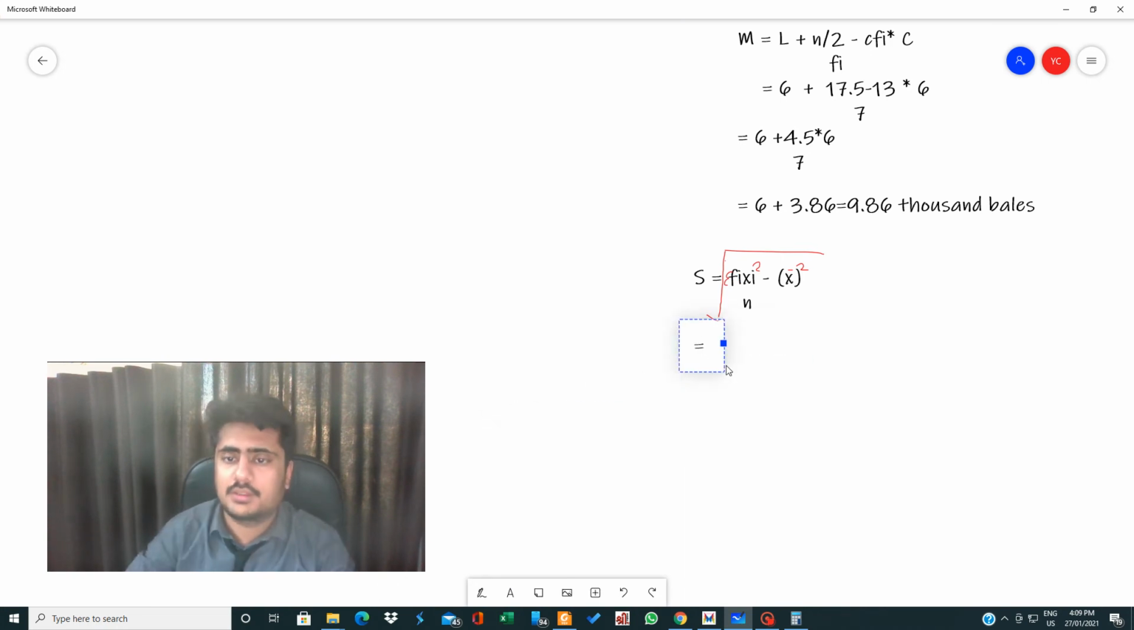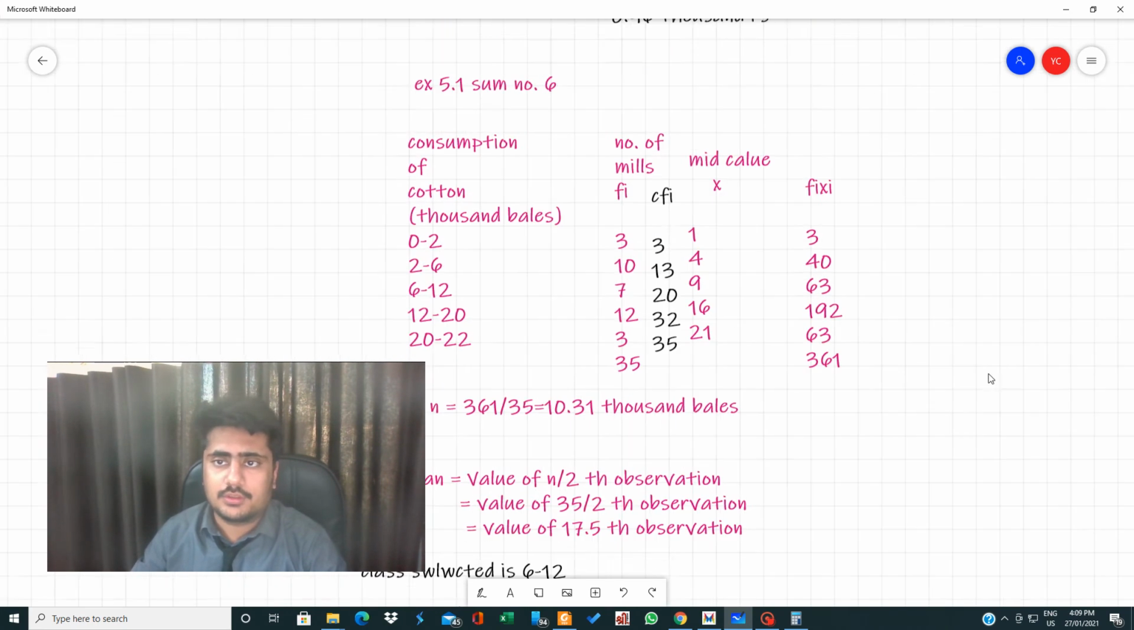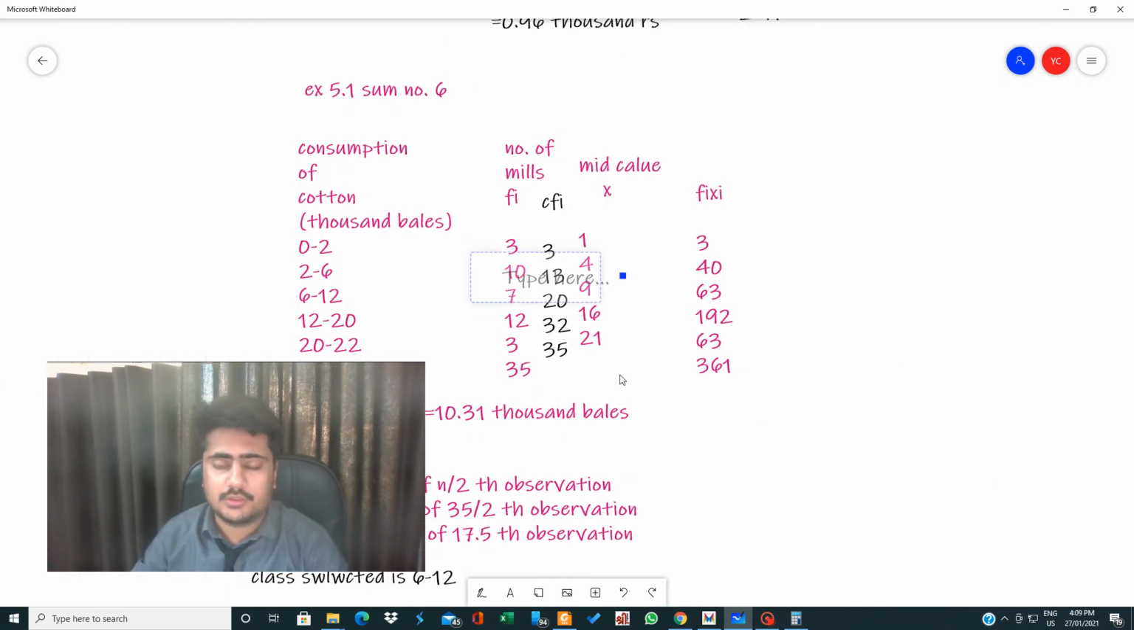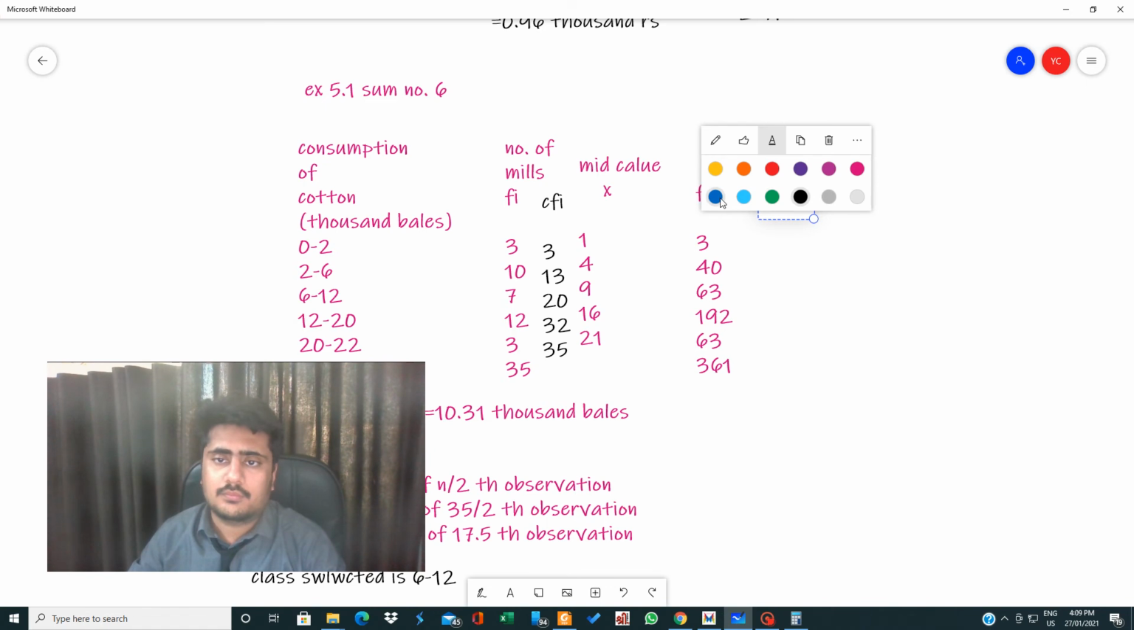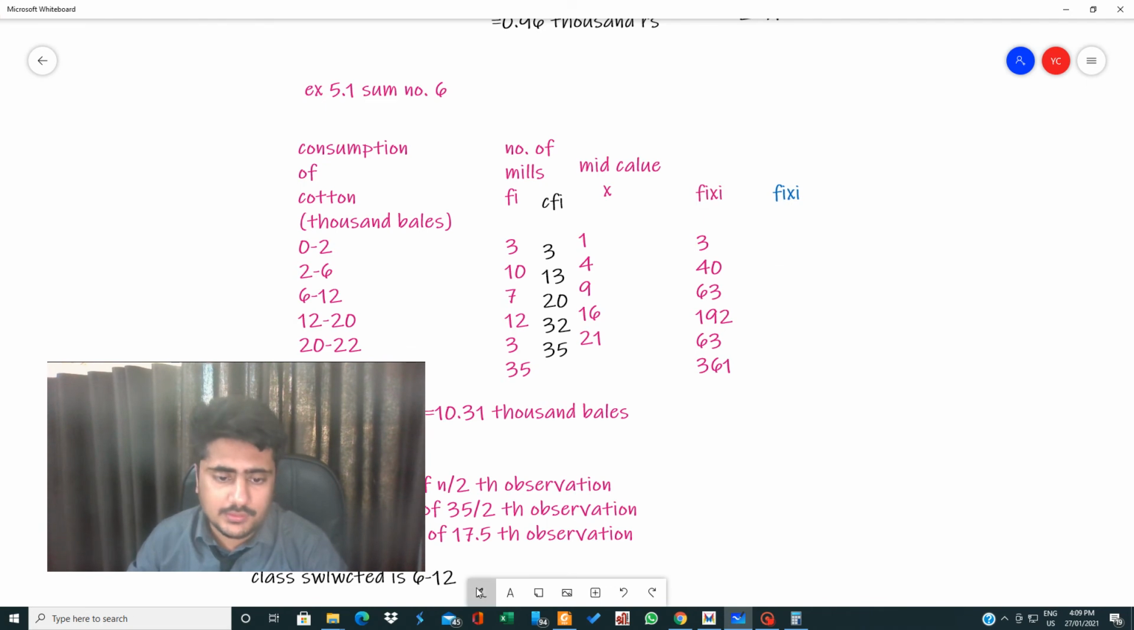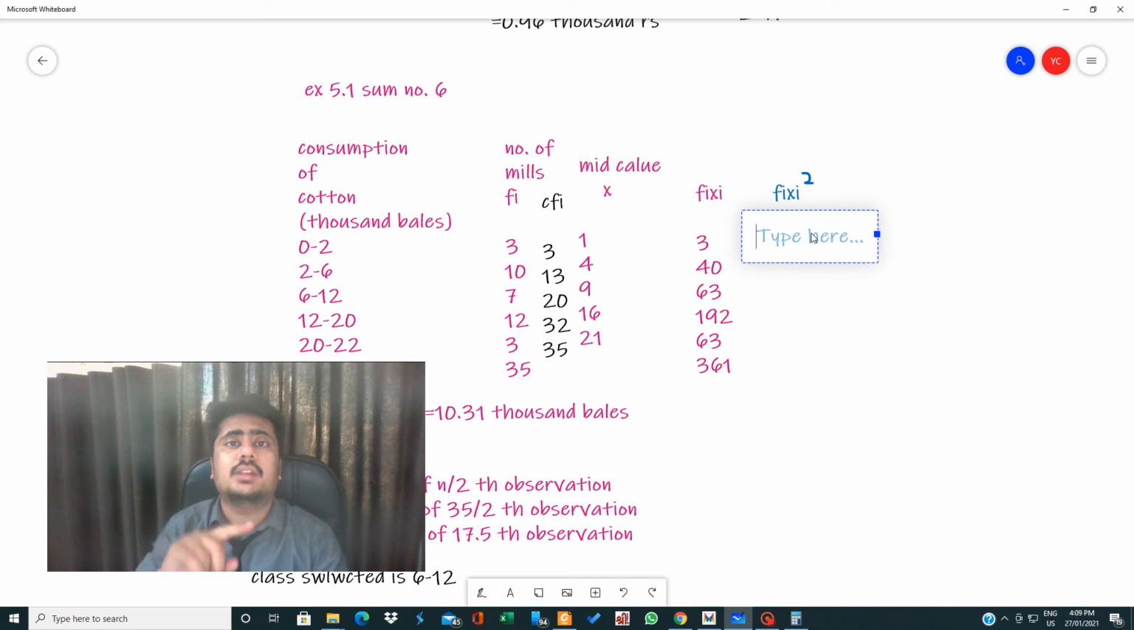Now, the sigma fxi square, that you have to find. Let us find this fxi square. How to find fxi square? It is obviously fxi into xi.